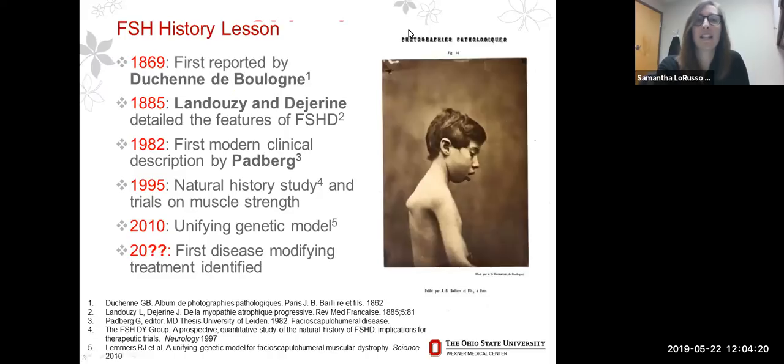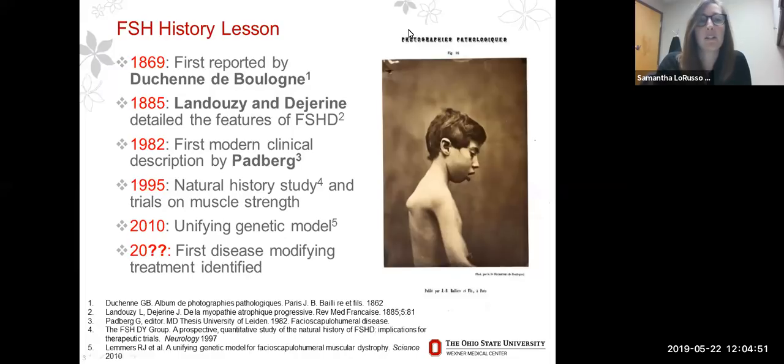So starting with that history lesson, FSH was first reported by Duchenne in 1869. And yes, this is the same Duchenne whose namesake is on another muscular dystrophy. The picture on the right is of a child thought to have FSH from one of Duchenne's publications. And then in 1885, Landouzy and Dejerine detailed the features of FSH. And I apologize to anyone who I offended with my pronunciation there.